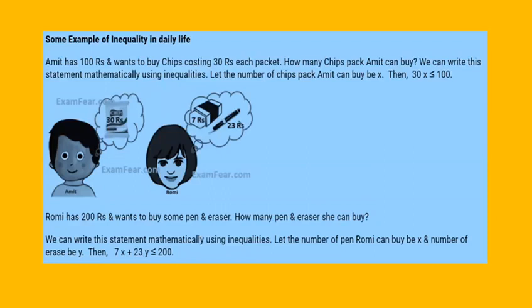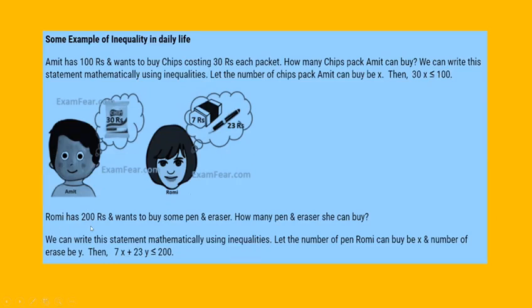Now let us discuss another example, some examples of inequality in daily life. Amit has 100 rupees and wants to buy chips costing 30 rupees per packet. How many chip packets can Amit buy? We can write this statement mathematically using inequalities. Let the number of chip packets Amit can buy be x, then 30x ≤ 100.